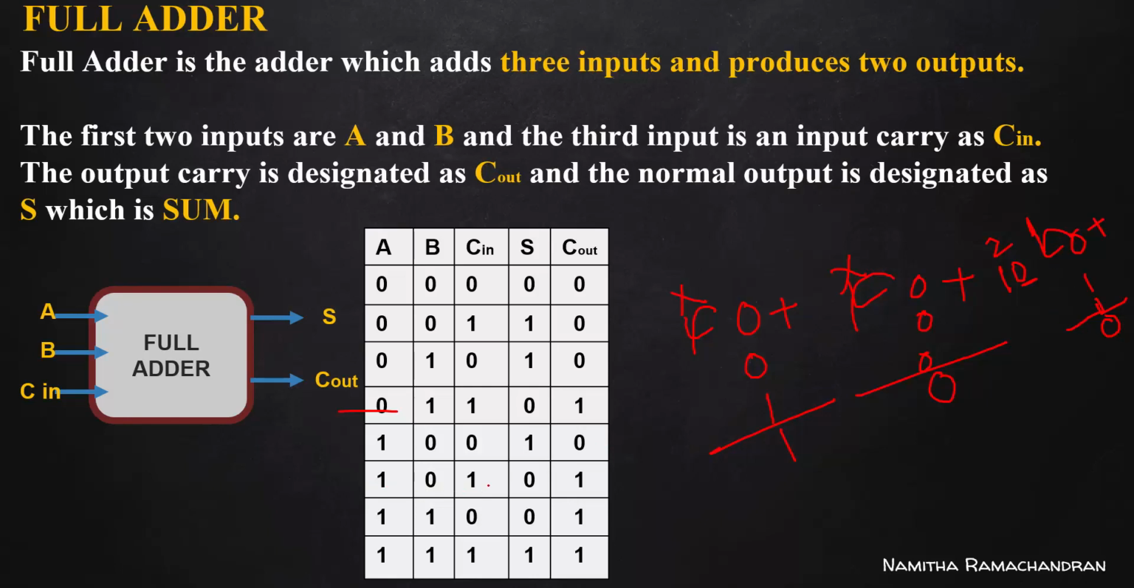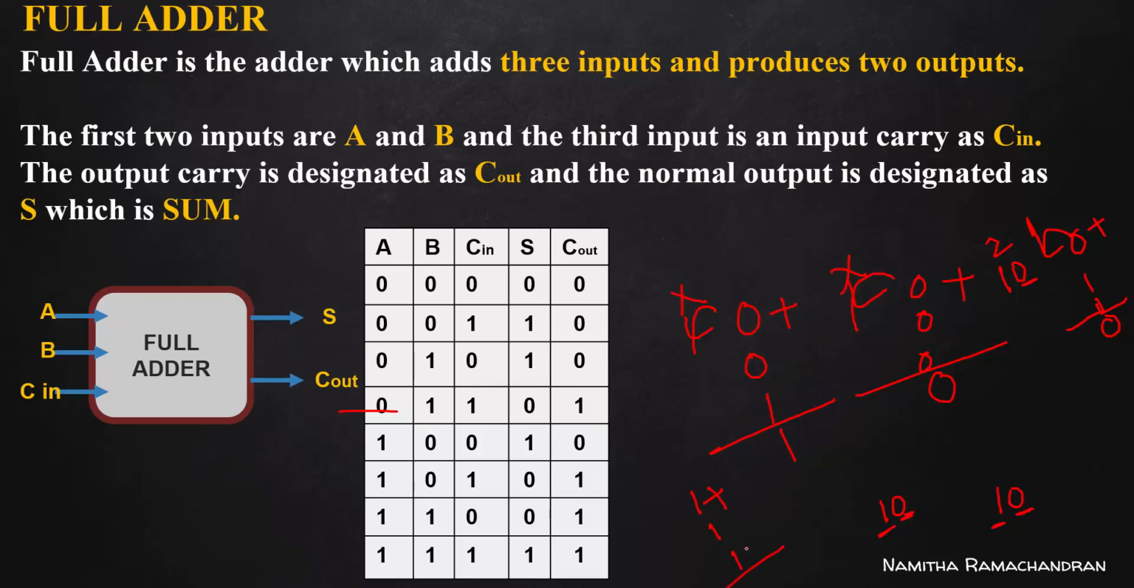And this one, 1 plus 0 plus 1, is actually 2 in decimal. The binary equivalent of 2 is 1 0. This 0 comes under sum and the 1 comes under carry. For the case 1, 1, 0, it is the same: after adding 1 plus 1, it is 2, and 2 in binary is 1 0. The 0 comes under the sum part and the 1 comes under carry. And what about the last case, 1 1 1?